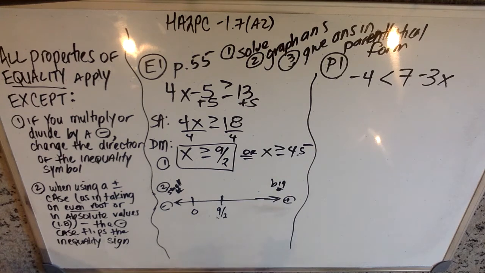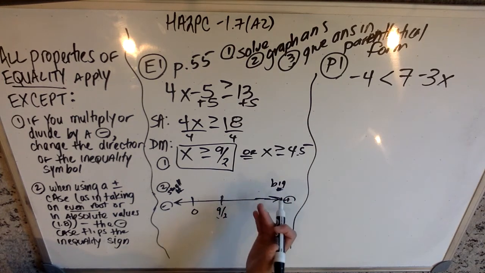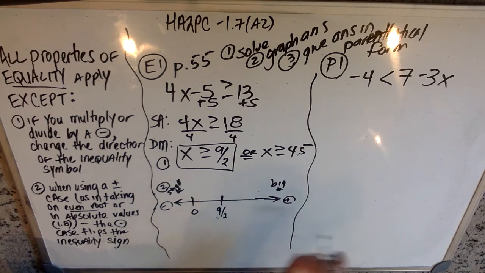Now, eventually, when we start solving these in a couple more examples, there are going to be 2 numbers in our answer, and then both of those should appear on the number line. But that's really the short answer here.